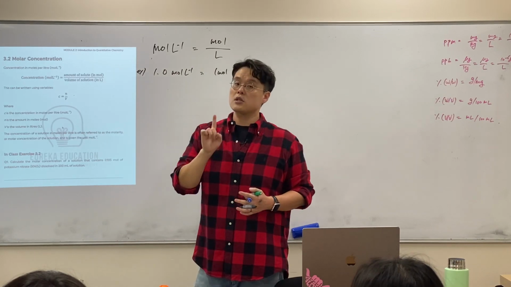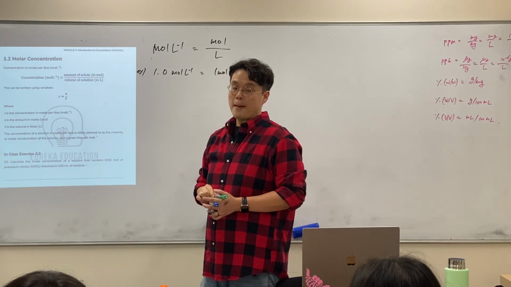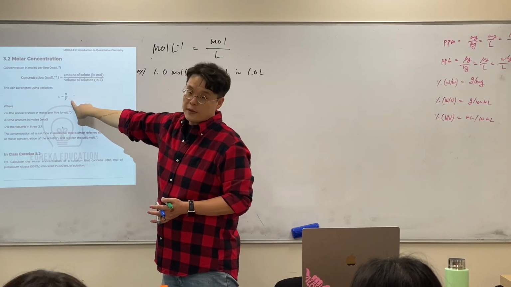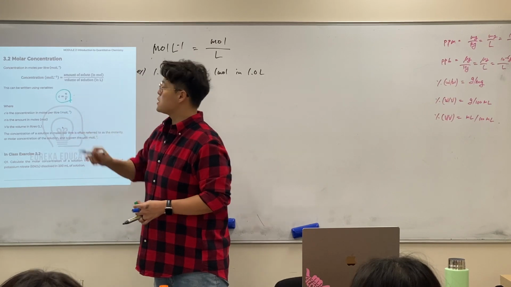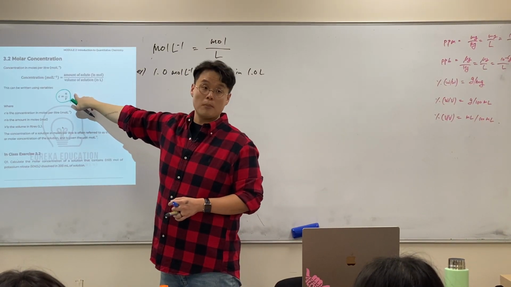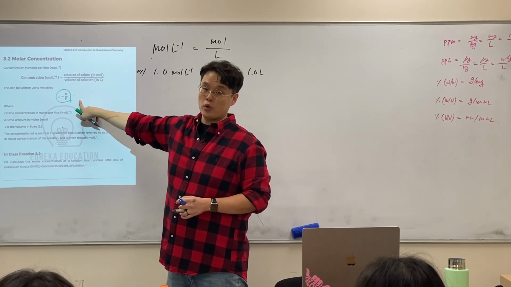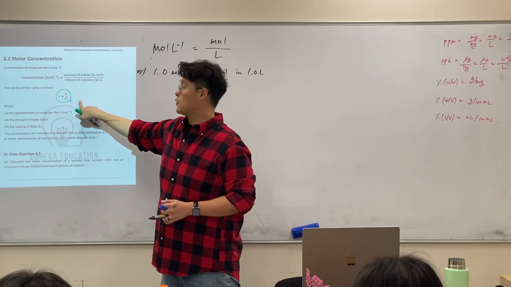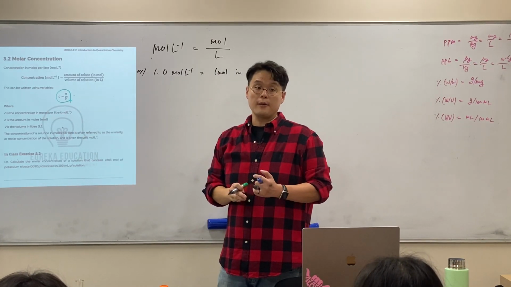As we learned, the formula n equals m over MM is another formula that you need to memorize too. Concentration is n over V, where n is the number of moles and V is the volume of the solvent. Therefore, you can get the concentration as well, just like a gram per liter.